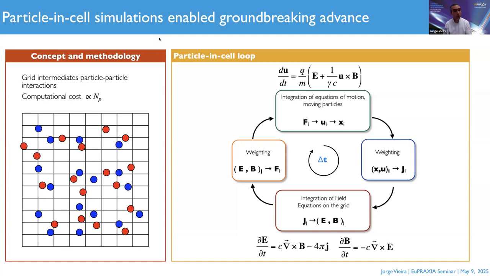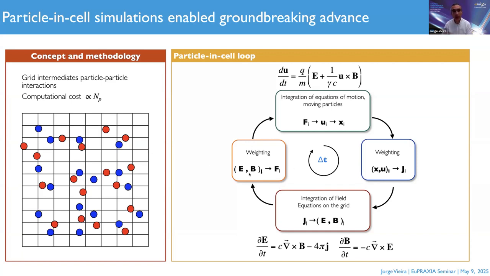So this lowers the computational cost to something that goes nearly proportional to the number of particles in the system, which is much, much smaller than the computational cost of molecular dynamics simulations, for example, where it scales with the number of particles squared. And here the trick really is that particles communicate with each other through the electric and magnetic fields that are defined in this discrete grid.